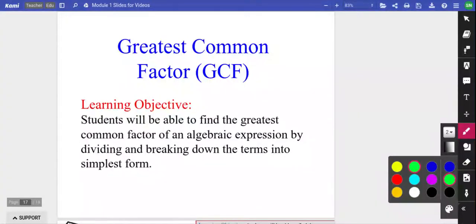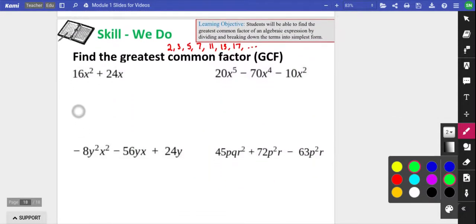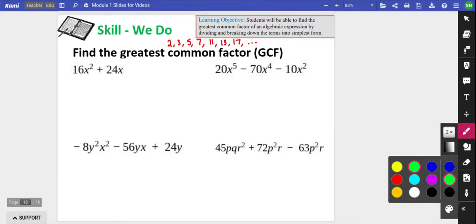Hello, in this video you will learn how to calculate the greatest common factor, also known as the GCF. I will be showing you two different ways to solve problems such as this. Now we will start by looking at these numbers at the top.